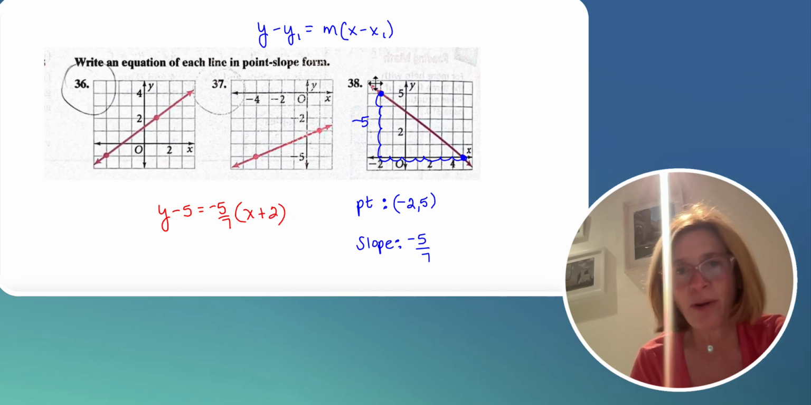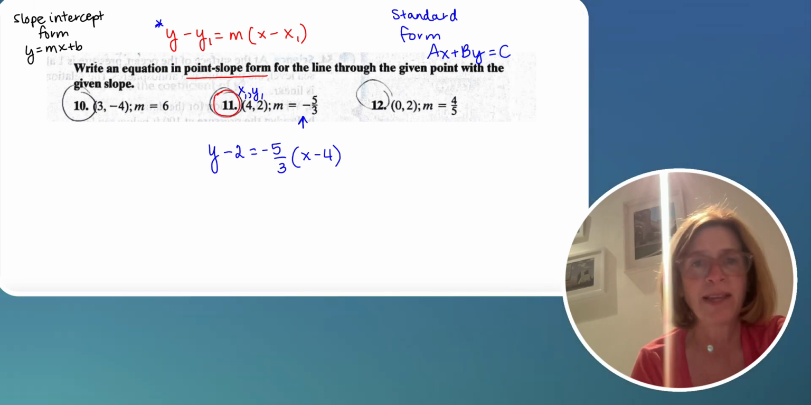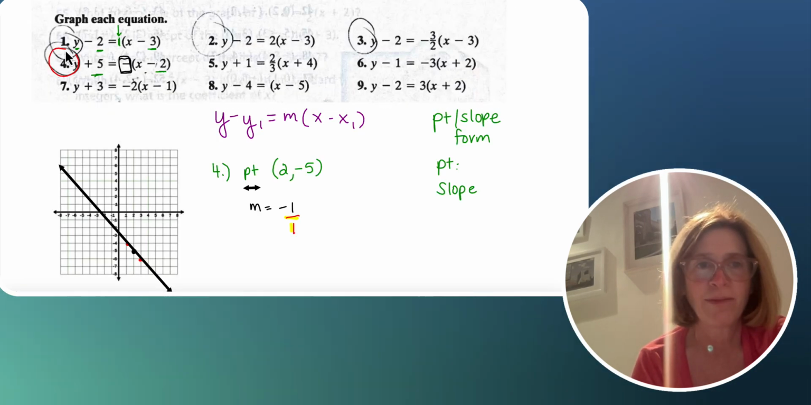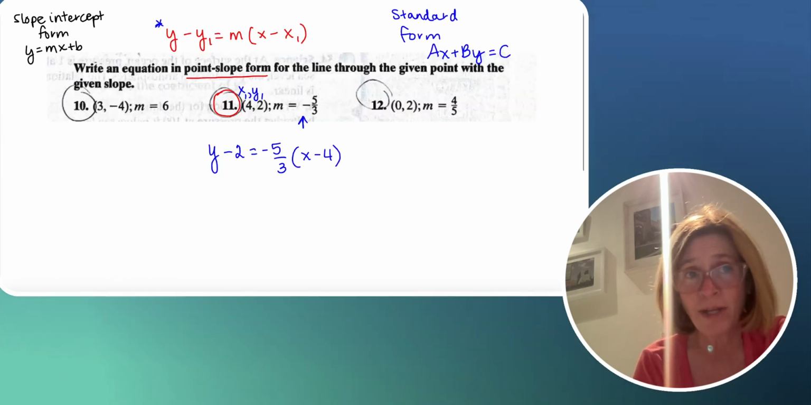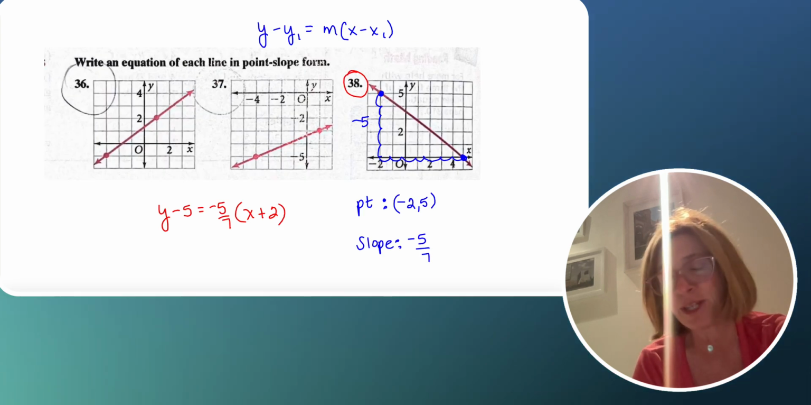All right, so I went over number 38, I went over number 11, and I went over number 4. Graphing in point slope form, writing an equation in point slope form, and then using a graph to write an equation in point slope form.